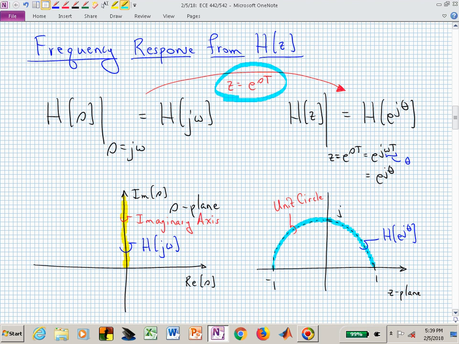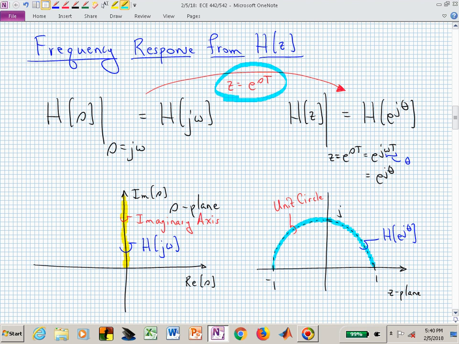If we found H of j omega, which for stable transfer functions is how we find the frequency response of a continuous time system, we simply walk up the imaginary axis. We evaluate H of j omega for different frequencies omega. We're living on this highlighted vertical axis. That gives us H of j omega, and that's how you sketch a Bode plot.